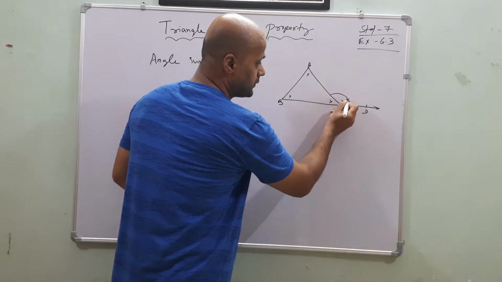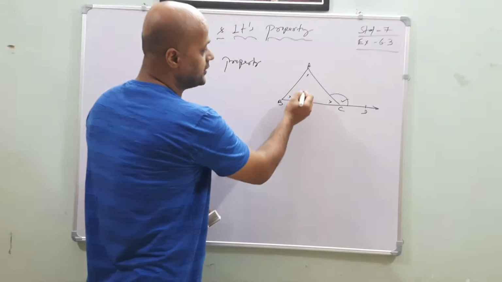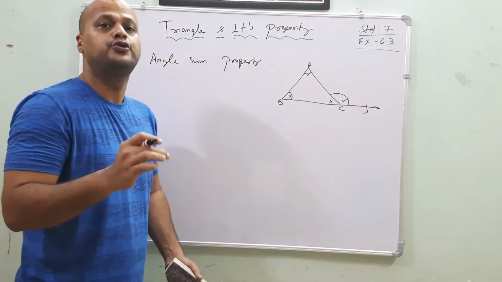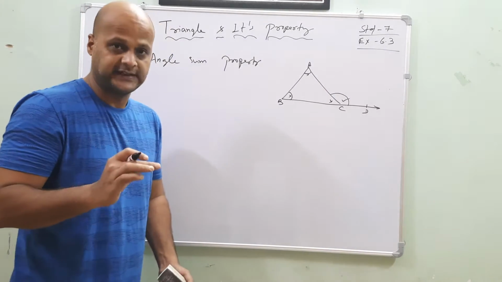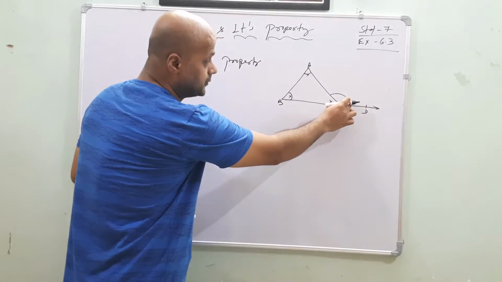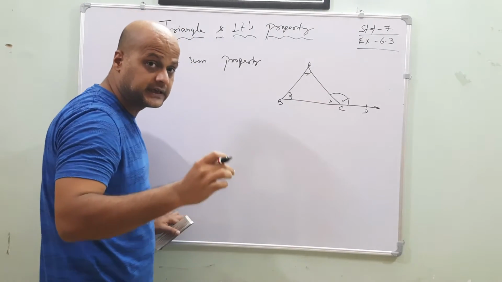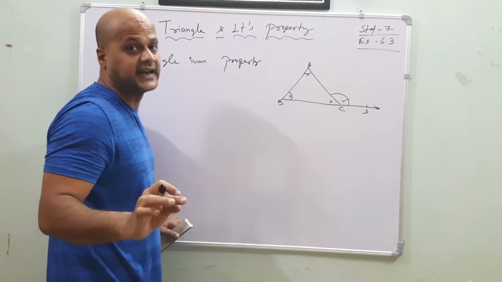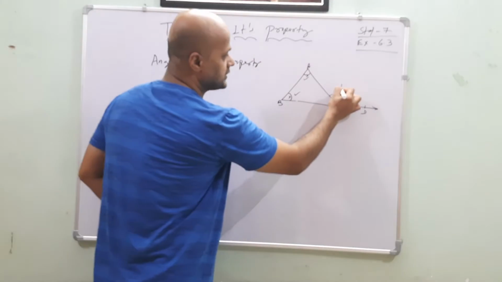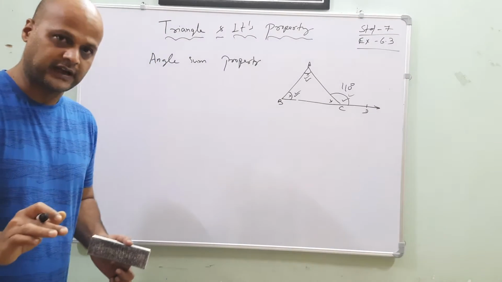And we know that the exterior angle is equal to the sum of the two interior angles of the opposite side. Or you can say that the exterior angle is equal to the sum of interior angles of the opposite side. Understood? Means this angle is equal to this plus this. If it is 110 degree, then the sum of this and this must be 110 degree. We know that. Yes or no?